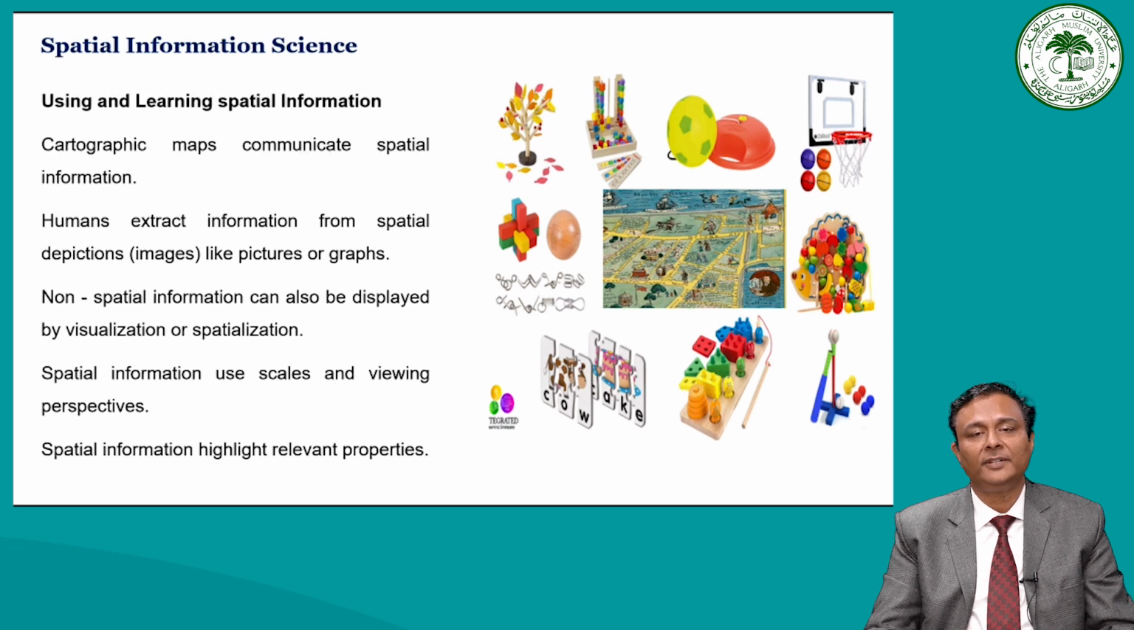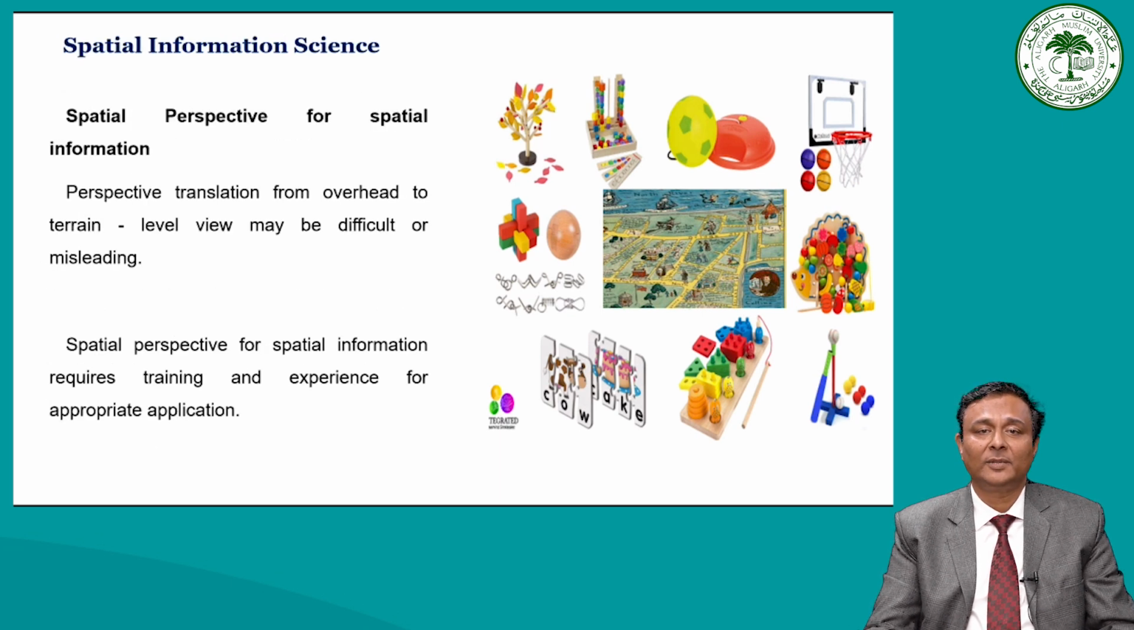Spatial information uses convenient scales and viewing perspectives. We can perceive everything from a single viewpoint. Spatial information highlights and clarifies relevant properties also. It may also omit or downplay irrelevant properties. But here, the projections, generalizations, even exaggerations and omissions may mislead or distort knowledge in the spatial information. Similarly, perspective translation from overhead to terrain.